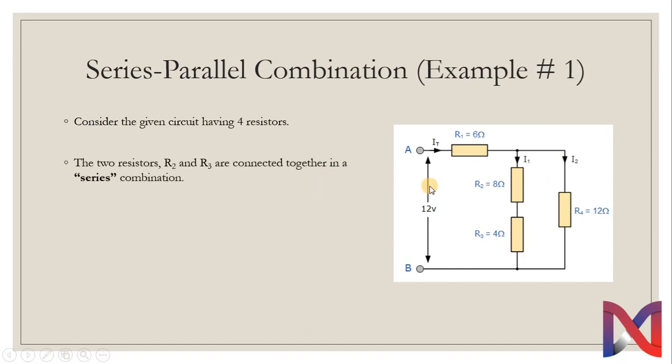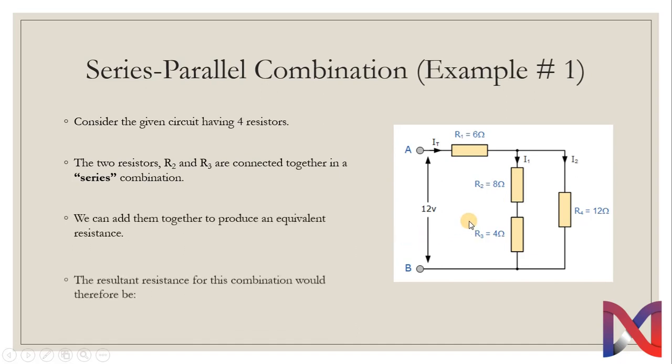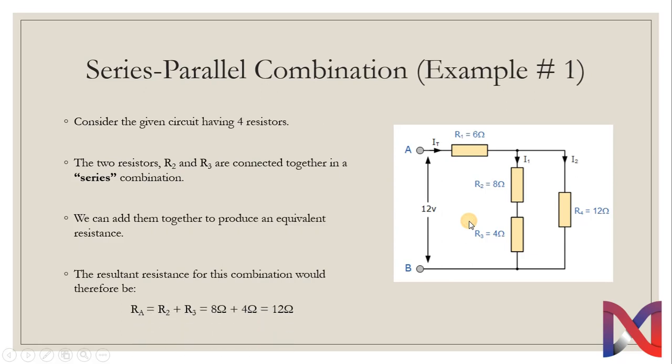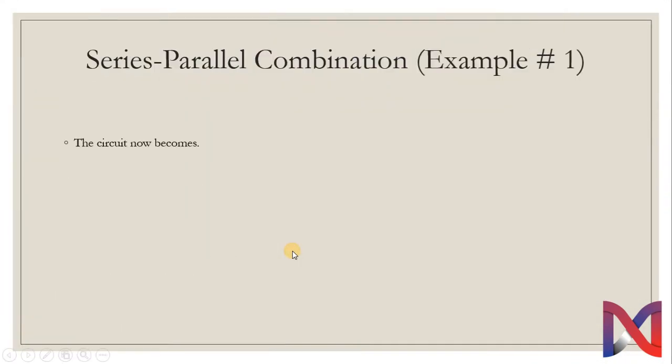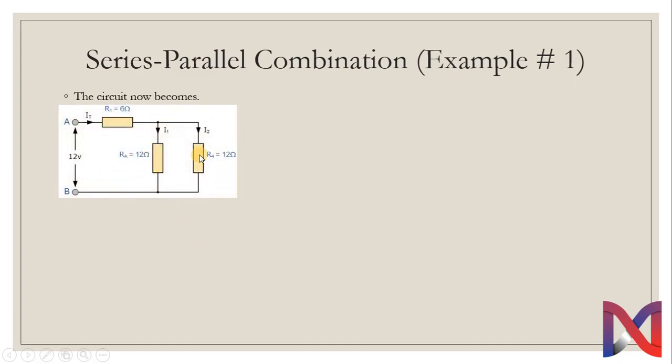As I already mentioned, R2 and R3 are connected in series, therefore their equivalent resistance will be just summing them up, which will be written as RA, R equivalent dash, equals R2 plus R3. So we get 12 ohm as its equivalent resistance. The circuit can now be simplified as this, having 2 resistors in parallel and another resistor of 6 ohm. Now we solve this parallel circuit.